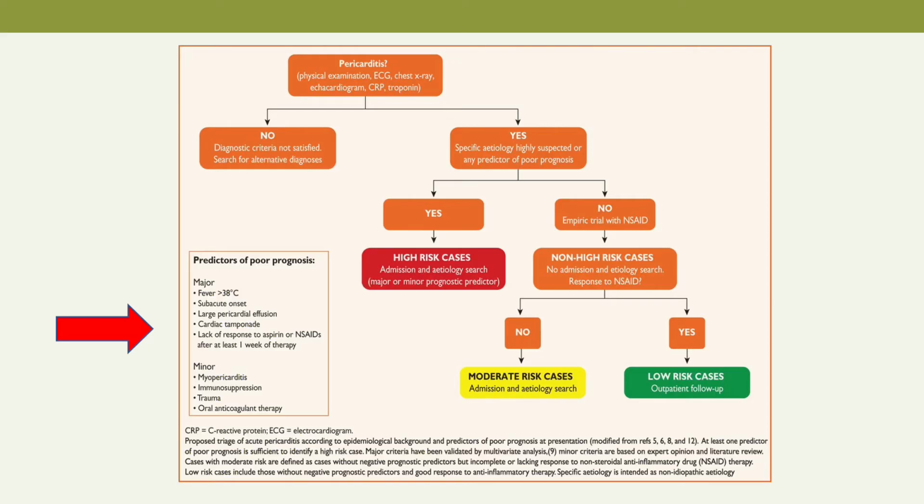Now, what are the features that carry a poor prognosis and therefore need close follow-up and involvement of cardiology? Well, these include major criteria such as a fever of greater than 38 degrees Celsius, subacute onset, a large pericardial effusion, cardiac tamponade, and lack of response to aspirin or non-steroidal therapy after at least a week of therapy. Minor predictors of poor prognosis include myopericarditis, immunosuppression, trauma, and anticoagulant therapy.